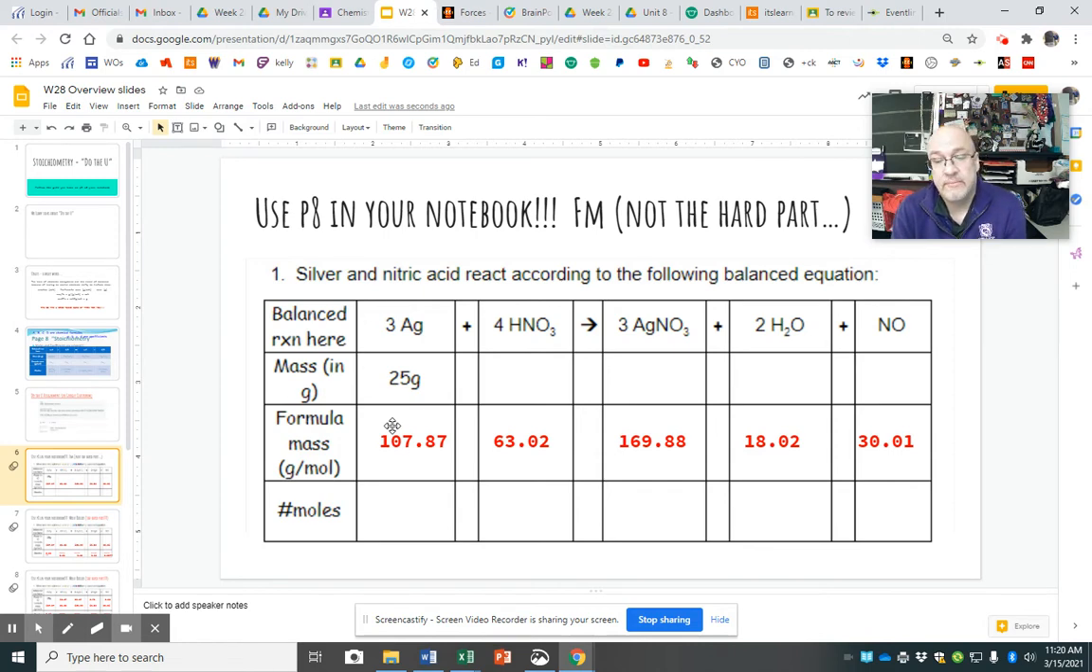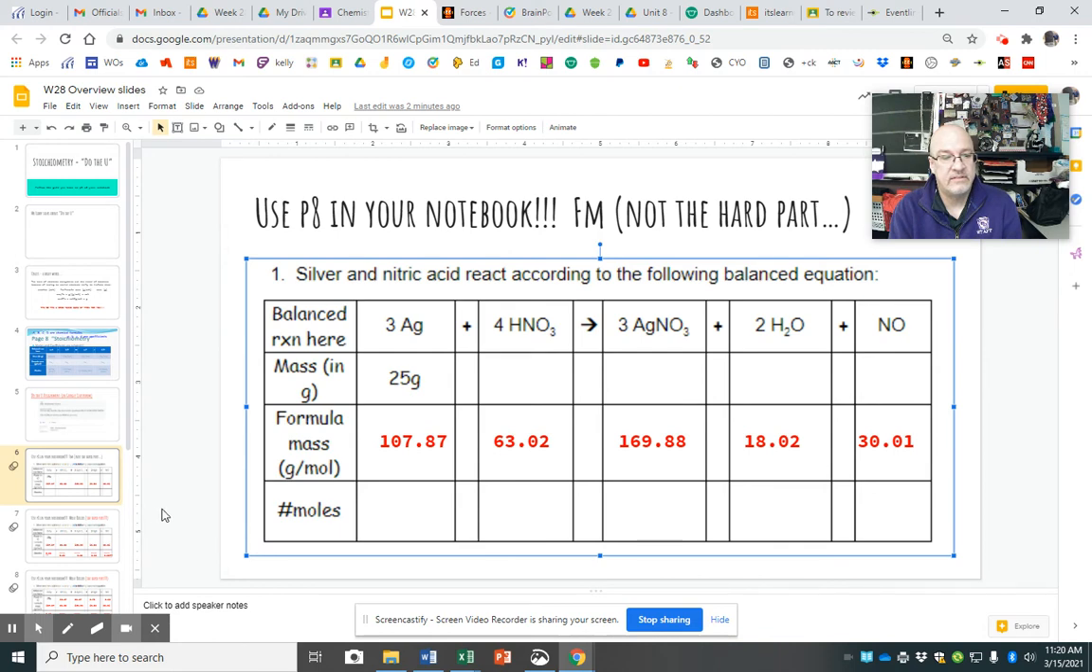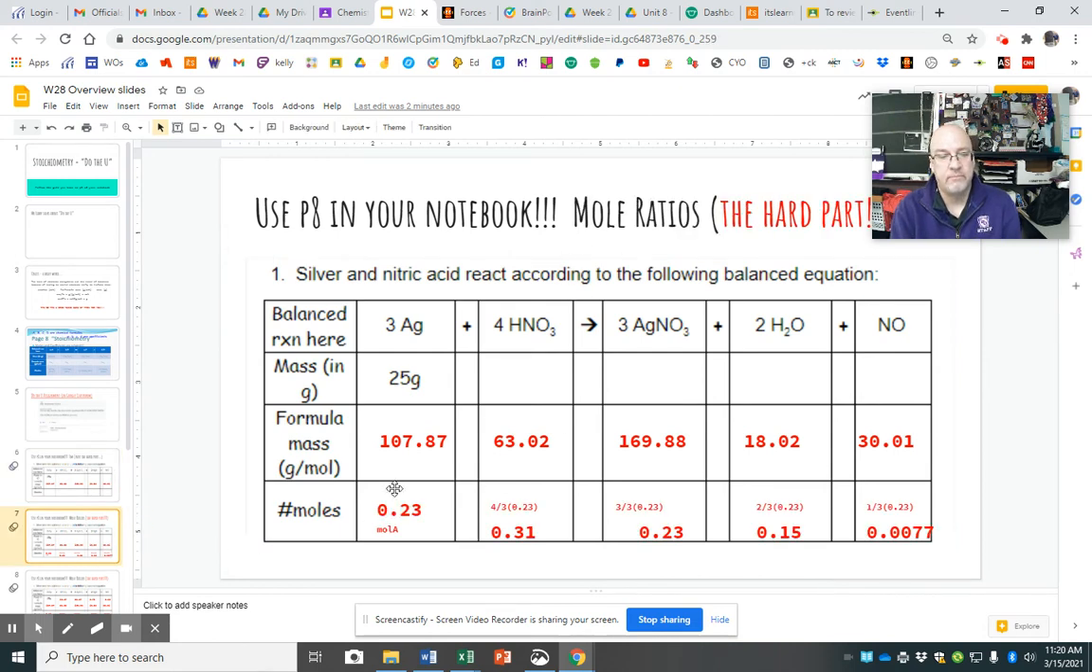So right here, there's a balanced reaction for you. That's the first important part: you need a balanced reaction because the mole ratios need the coefficients from the balanced reaction. The formula masses can't be the hard part. I mean, that's just adding things up on the periodic table. When you divide down, you get 25 divided by 107.87. You're going to get something that looks like that, 0.23. That is moles of A.